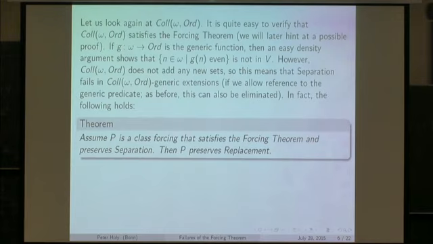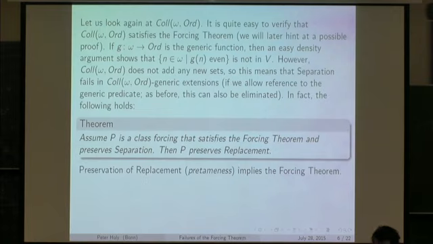So I just want to mention a theorem which I'm not going to talk about any further, which might be somewhat surprising. Assume that P is a class forcing that satisfies the forcing theorem and which preserves all the axioms in the axiom scheme of separation. Then, in fact, it already follows that P preserves all the axioms of the replacement scheme. So if you destroy replacement and your forcing satisfies the forcing theorem, then in fact you already destroy separation.